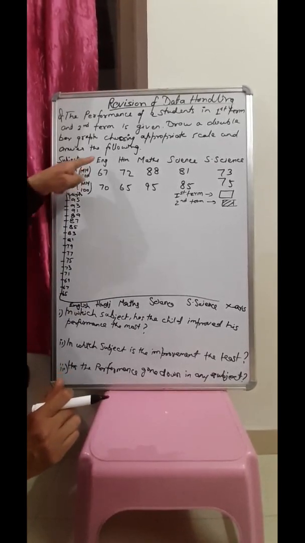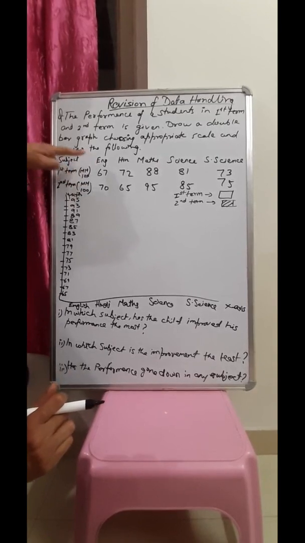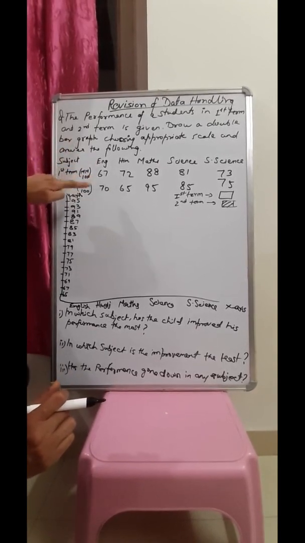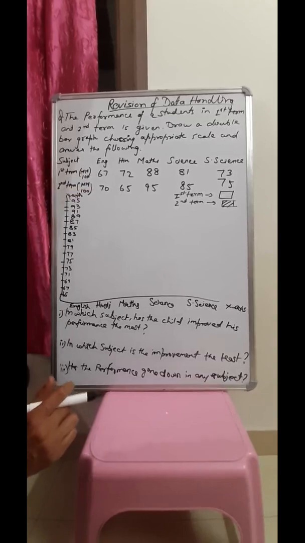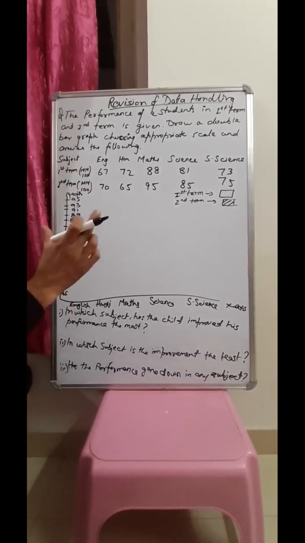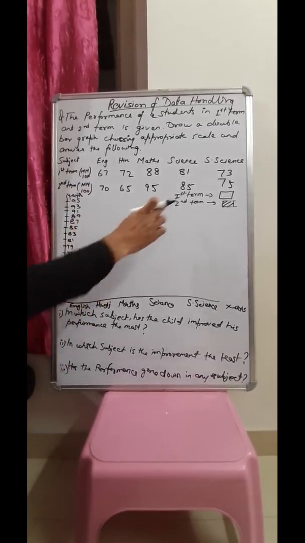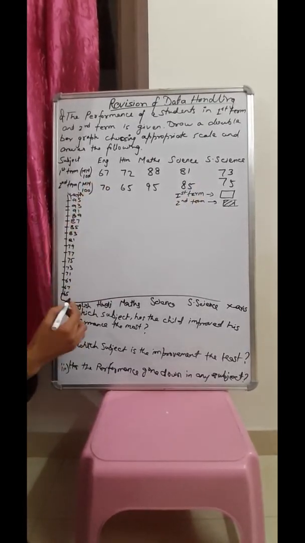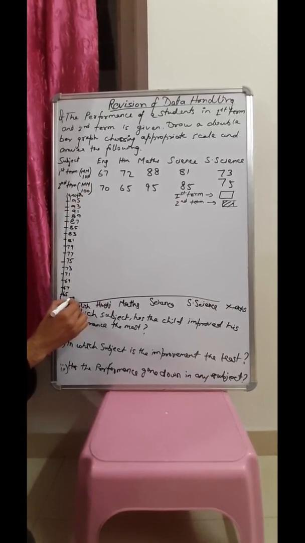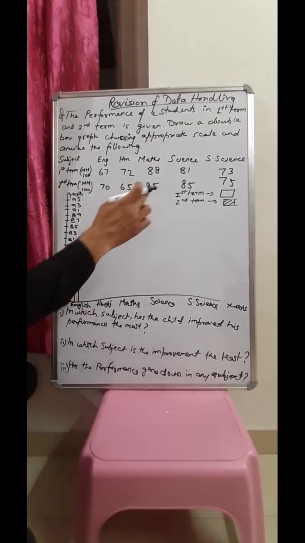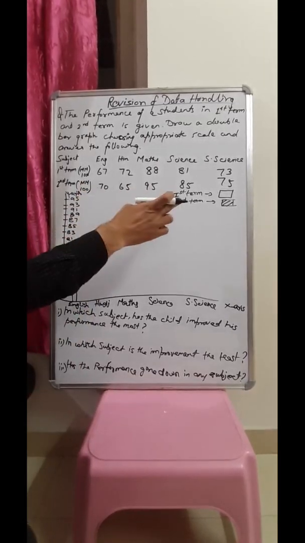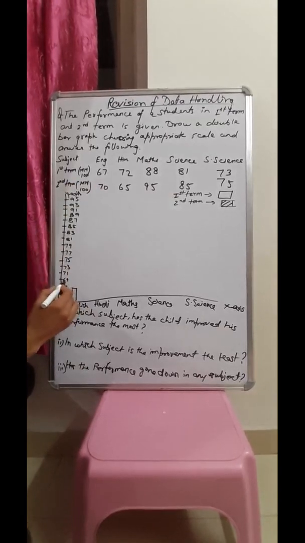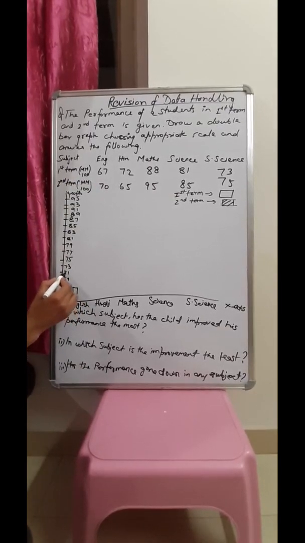So first I am going to take English, and in first term the English is 67 and second term is 70. So I am drawing a double bar graph. The first term is blank and second term is shaded. So first term is 67, so the bar of first term will go up to 67 in this way, and the second term bar is shaded and that will go up to 70. So 70 will come between 69 and 71.